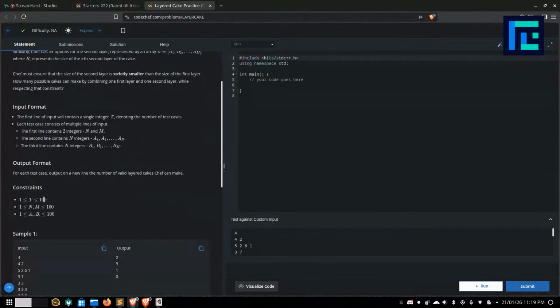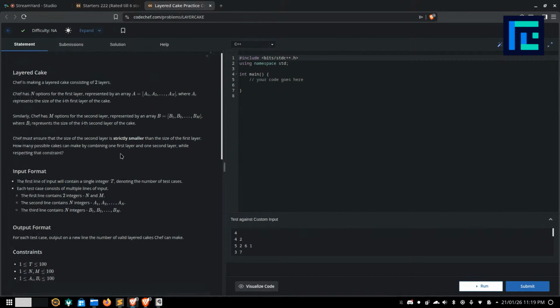The given constraints of the problem are t is less than equal to 100, n comma m also less than equal to 100, and Ai comma Bi also less than equal to 100. So the expected time complexity might be around O of n into m, because n into m into t would be around 10 to the power 6, which would easily pass.